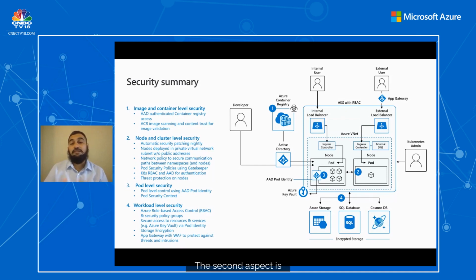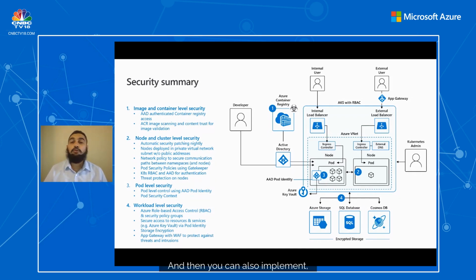The second aspect is, when you look at inside the cluster, cluster and node level security. So behind the scenes, we are making sure that the underlying node OS is applied with a lot of these hardened policies. All of them comply with the CIS benchmark. And then we do run nightly patches on a regular basis. We also give you an ability to control what kind of network access you can get inside of Kubernetes by using network policies.